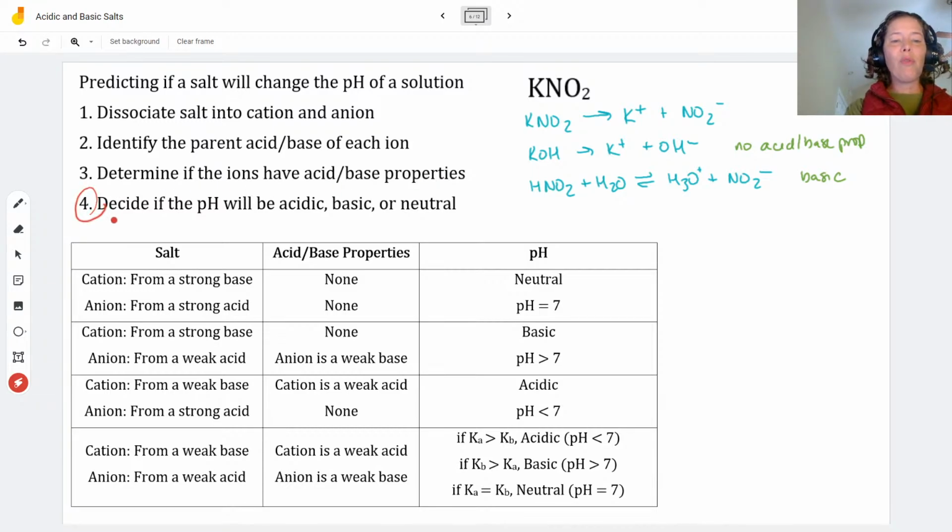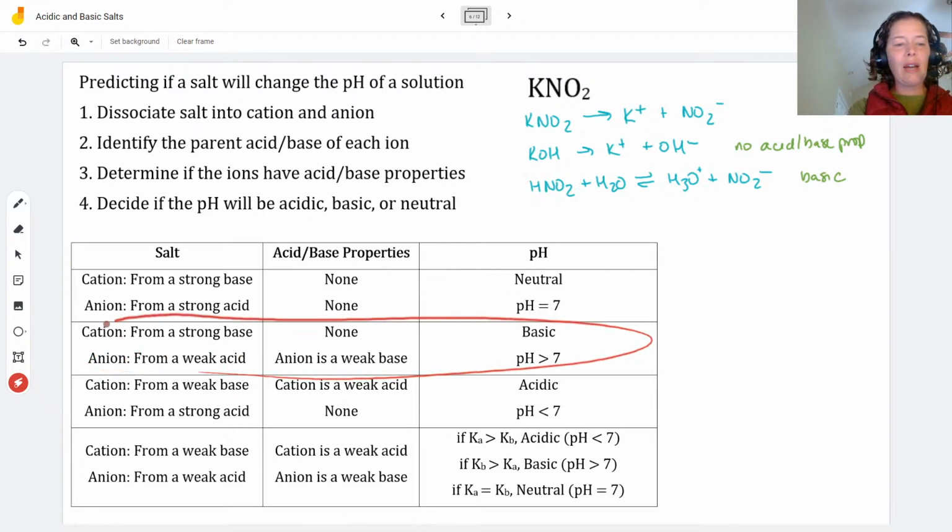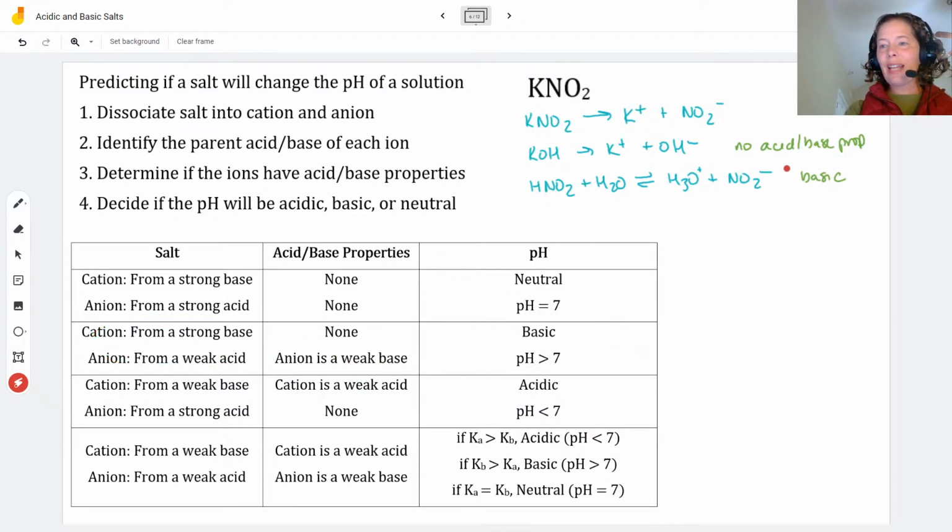Okay, so now we've determined if the ions have acid-base properties. Now we're doing number 4 to look at our table and decide which way it's going to run. So this is cation and anion from strong acid, strong base. No, we don't have that. We have cation from a strong base. Yes, that's true. And anion from a weak acid. Yep. Okay, so we're looking at row number 2 here, which is exactly what we wrote up here.